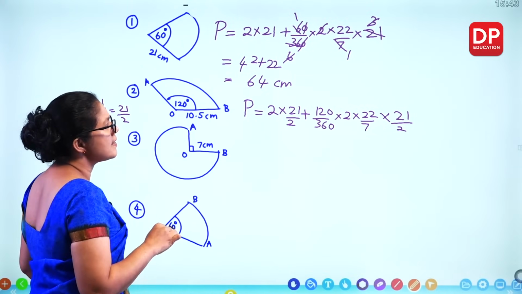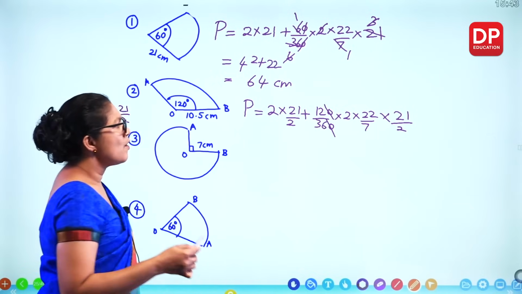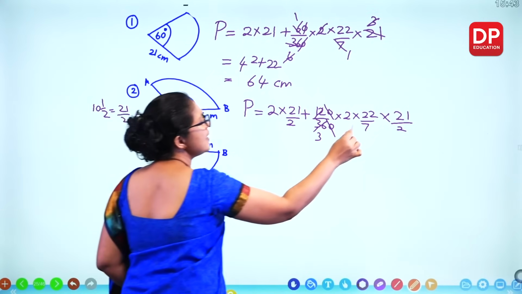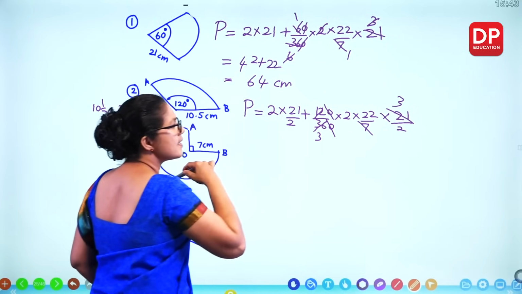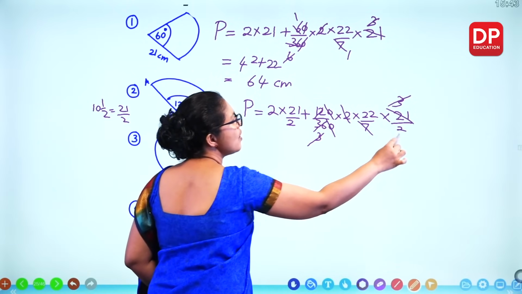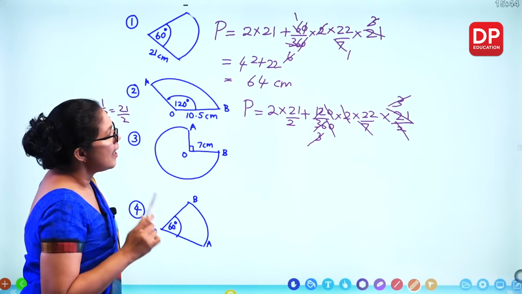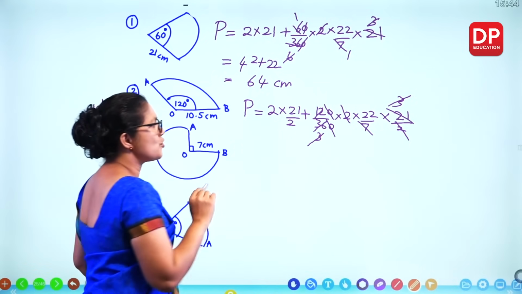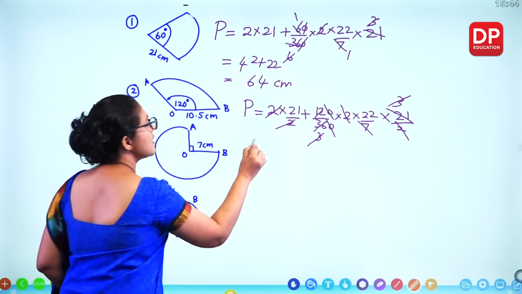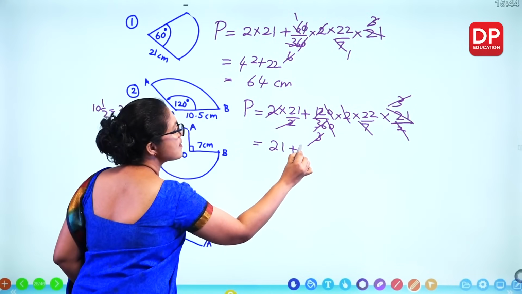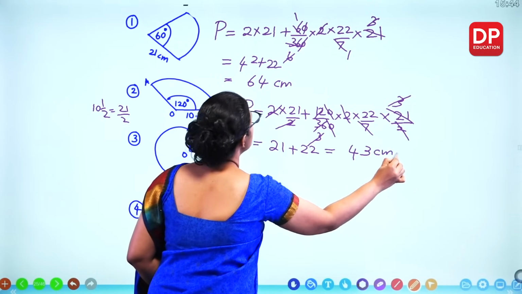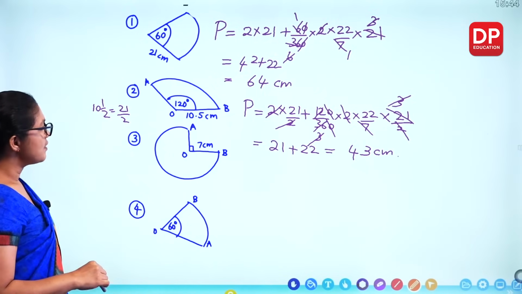Now try to simplify this part. 0 and 0 get cancelled out. 12 times 3 is 36. And what else? We can simplify here. 7 with 21, this is 3. And this 3 and this 3 get cancelled out. This 2 and this 2 get cancelled out. And what is remaining? 22. What about this side? This 2 gets cancelled out with this 2. So what is the answer? You get 21 plus 22. What's the answer? 43 centimeters.